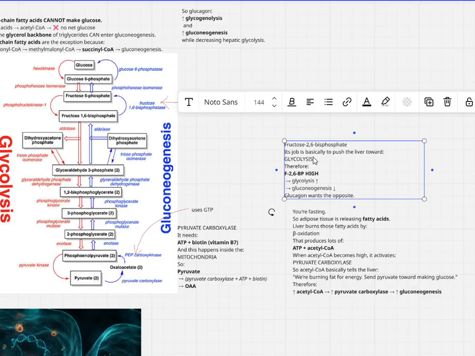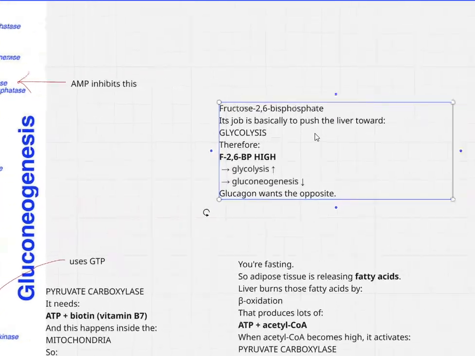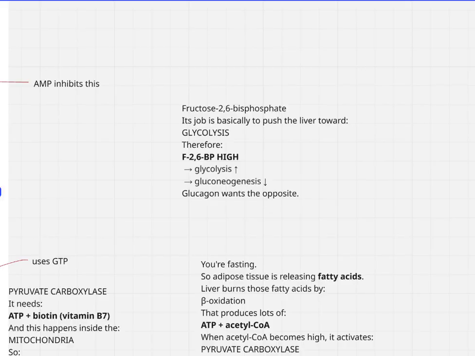Okay. So there is a special molecule called fructose 2,6 bisphosphate, right? Its job is basically to push the liver towards glycolysis. So its main job is to tell the liver to break down glucose and make ATP. Therefore, fructose 2,6 bisphosphate is high when you're doing a lot of glycolysis and you're not doing gluconeogenesis.